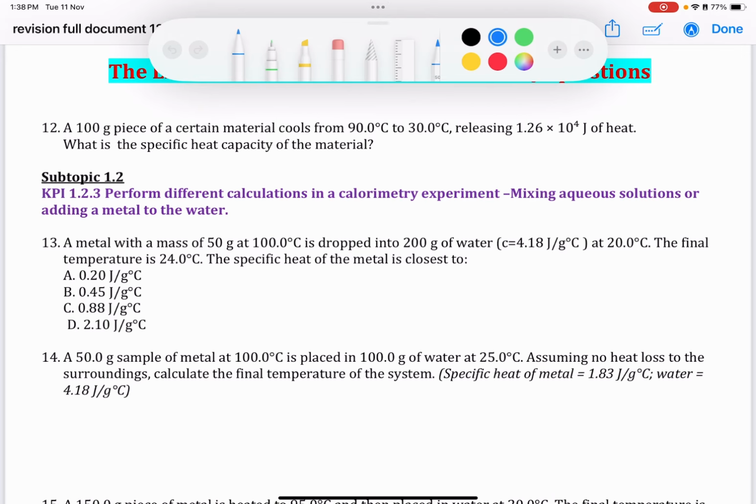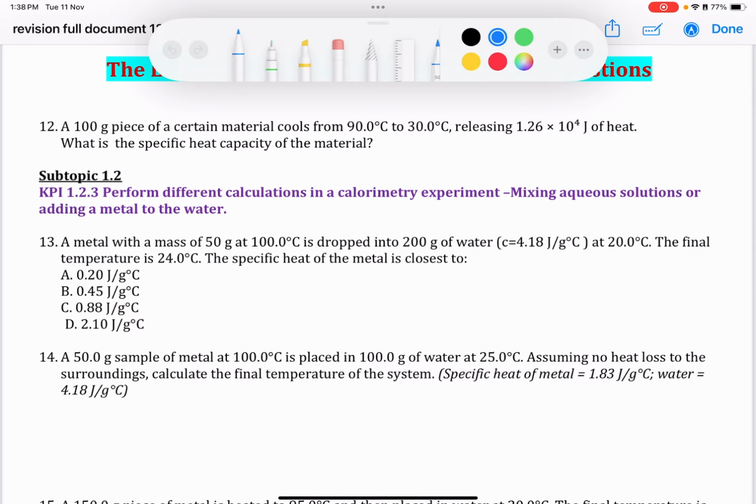A 100-gram piece of a certain material cools from 90 to 30. So I would like to draw your attention here that the temperature dropped from 90 to 30 degrees Celsius. And this means that heat must be released. And here they said releasing 1.26 times 10 to the power of 4 joules. So here you need to know that Q in this is negative because heat is released.